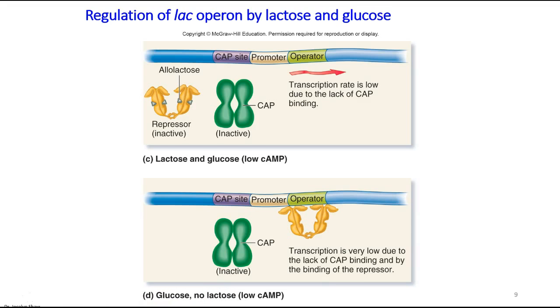And finally, when the glucose concentration is high and the lactose concentration is low, this is when the cell would make its best effort to break down glucose. In this case, the CAP protein is inactivated and the repressor is active, so that the expression of the lac operon is reduced to its minimum level, and the transcription would be very, very low due to the lack of CAP activation, along with the binding of the repressor.